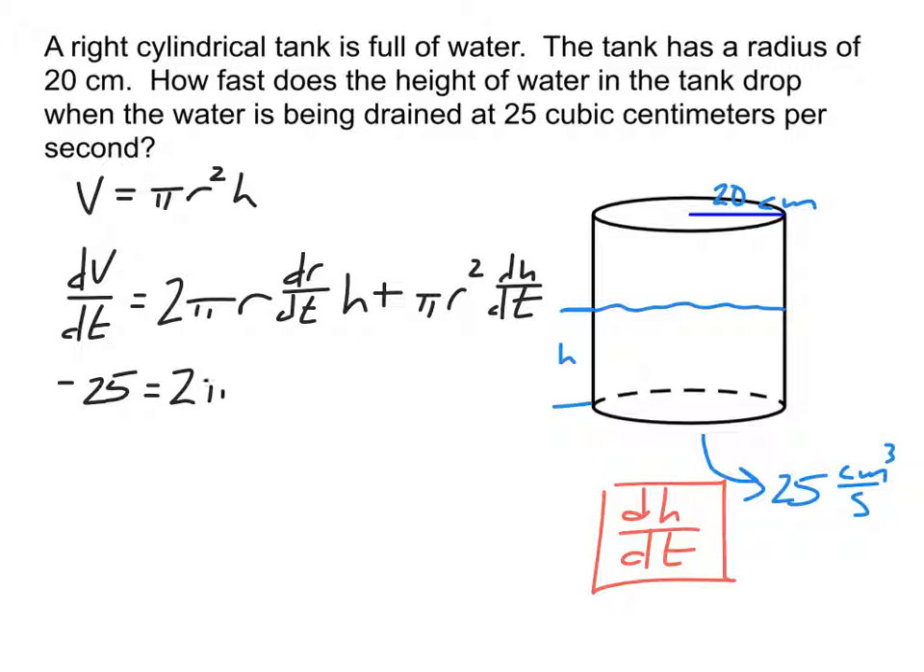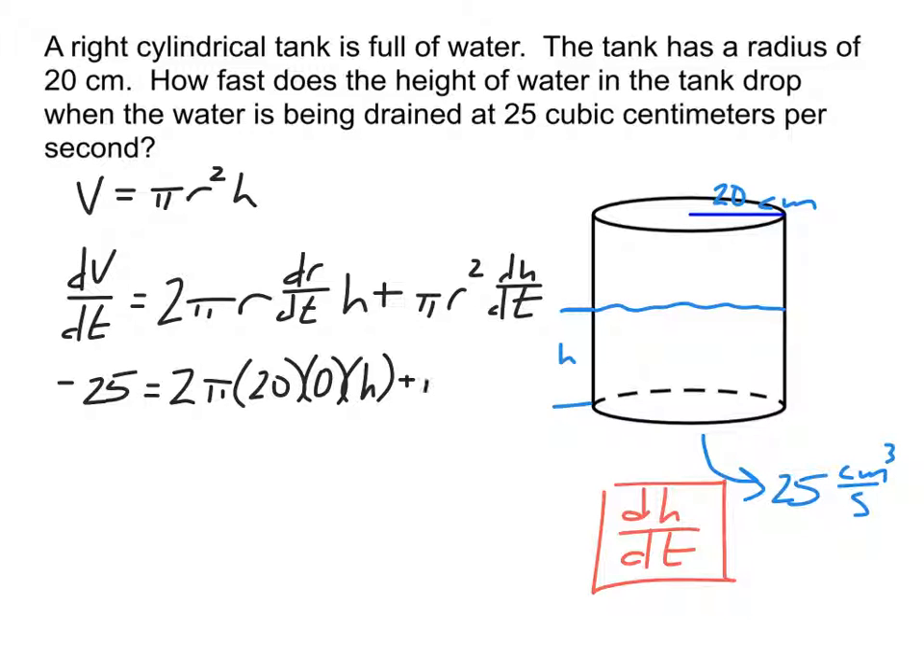So then, 2 pi times the radius. Do we know what the radius is? 20. Yes, it's 20. dr over dt. Do we know what that is? Yes. What is it? It is 0. Yes, good. And it's 0 because the radius of this tank is not changing over time. So dr over dt is 0. And that's going to be times the height, which we don't know. But because I'm multiplying it by 0, I don't need to know what the current height is, because I can see already that this is going to make it negligible.